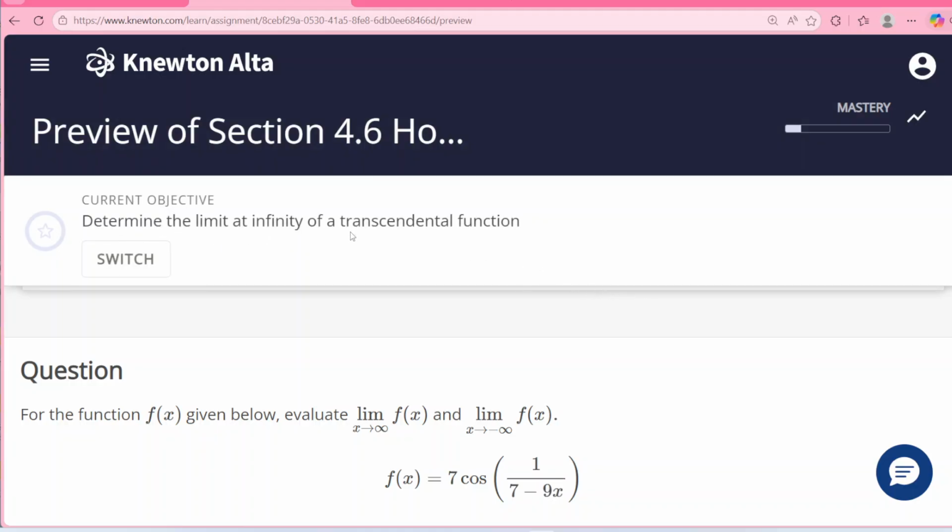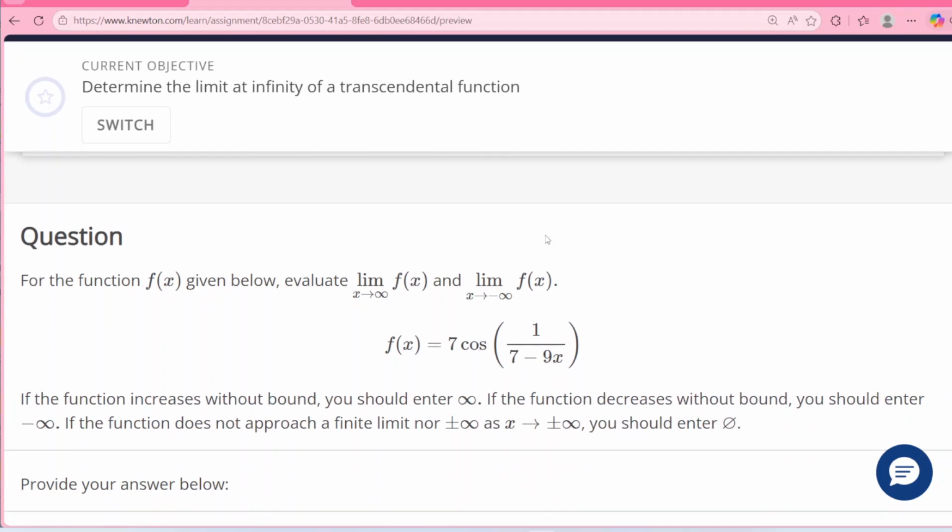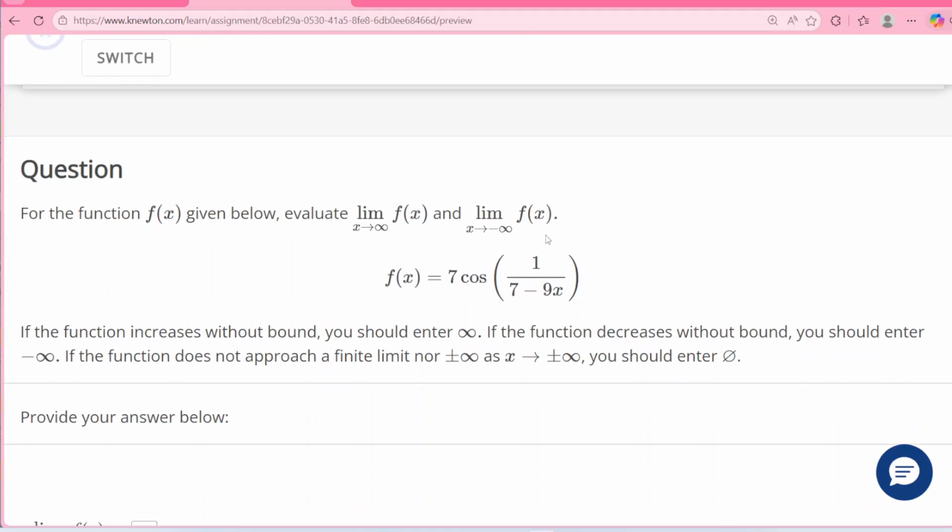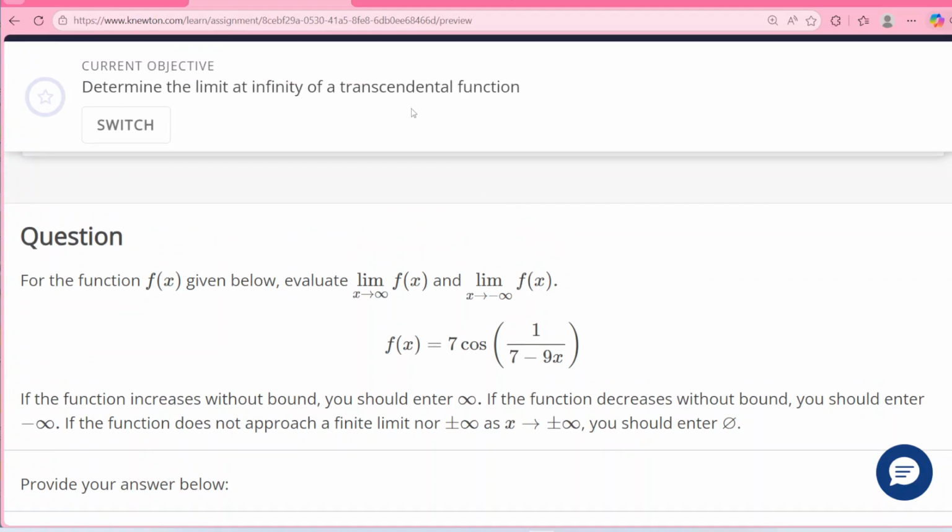All right, now for a transcendental function. So again, horizontal asymptotes, limits at infinity. If they approach some finite value, you get a horizontal asymptote. It's approaching some horizontal line. A lot of these trig functions, right? Now, transcendental could be trig, inverse trig, logs, exponentials, right? Just not algebraic. So here's one involving cosine.